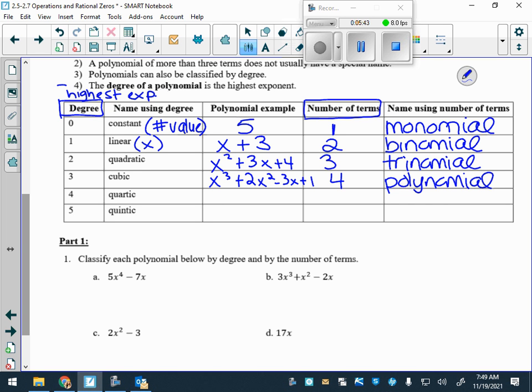If we have a degree of 4, which is called a quartic, x to the 4th minus 81 is an example. If we have a degree of 4, it's called a quartic. How many terms do I have here? 2. So what would I classify that as? Binomial. Good.